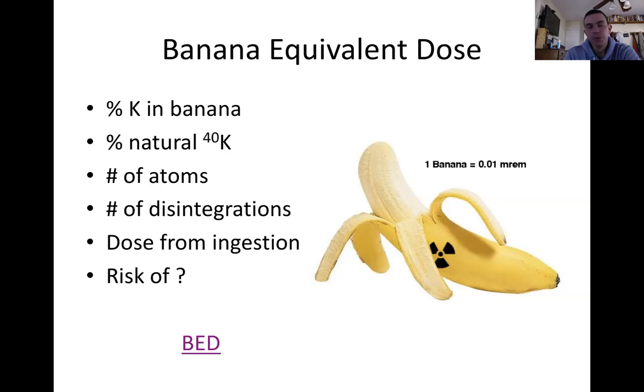So you tell this to people, and a lot of people get terrified. They're blown away that bananas are radioactive, but it's a very small level of radiation. It's about 0.01 millirem per banana that you eat. So that's next to nothing in terms of regular background levels of radiation from other sources. There's a little bit of math.